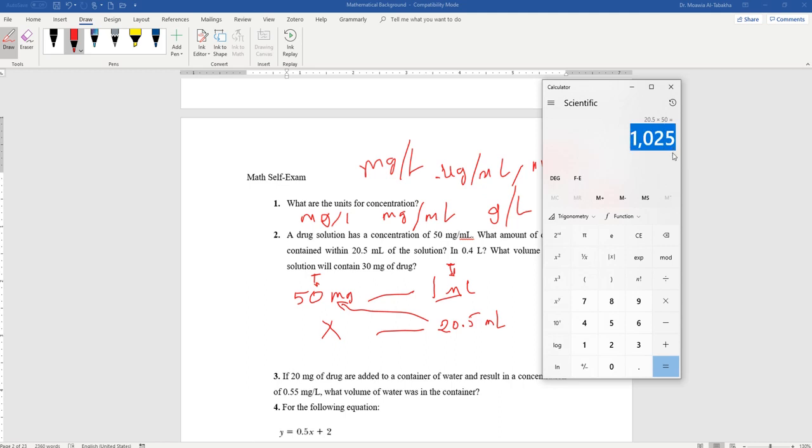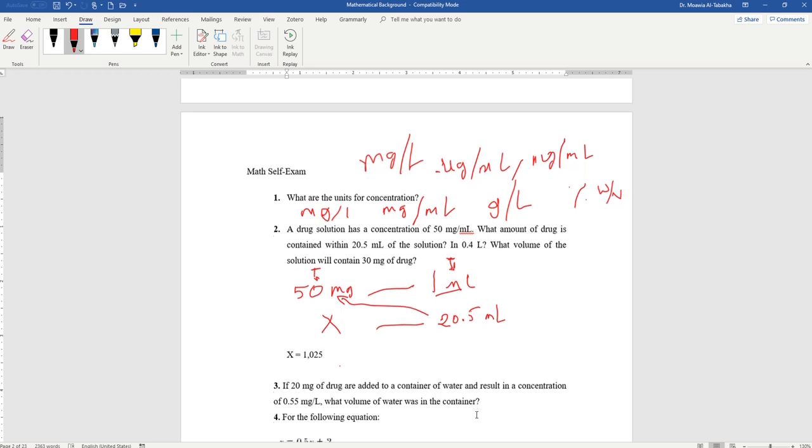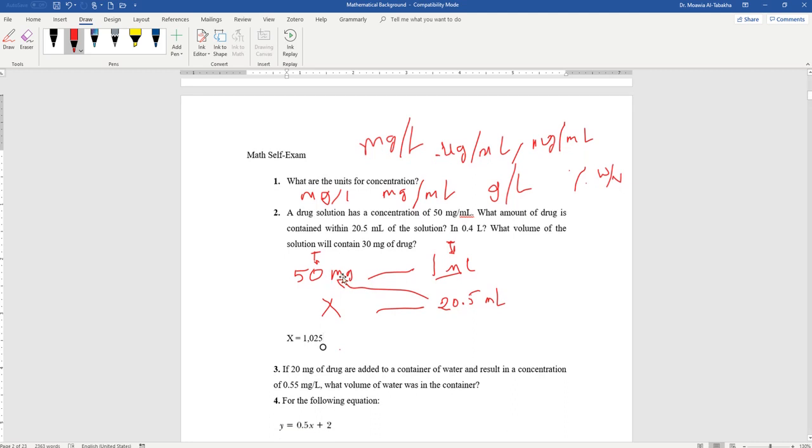It shows you the answer is 1025 milligram. Or what do you think is the answer, milligram or gram? X equals 1025. What do I write? Okay, see here, X as you see it is in milligram. Okay, so I will write milligram.